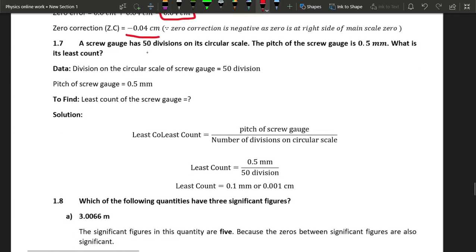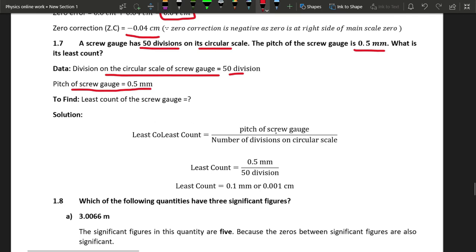Now next question is, a screw gauge has 50 divisions. So total divisions on its circular scale is 50. The pitch of the screw gauge is 0.5 millimeter. What is its least count? So given data is, divisions on the circular scale of the screw gauge are 50 divisions and the pitch of the screw gauge is 0.5 millimeter.